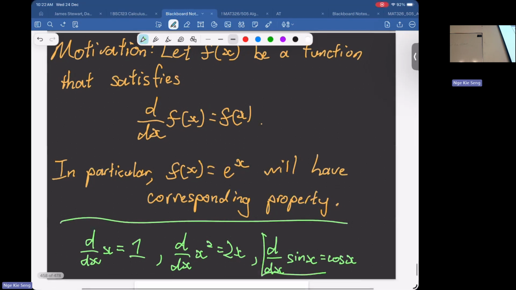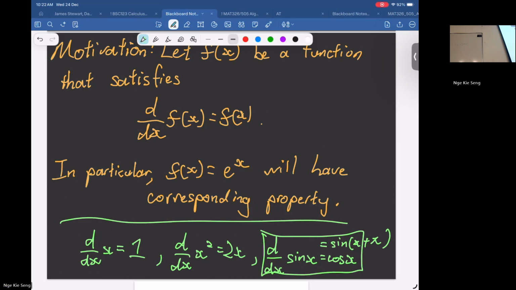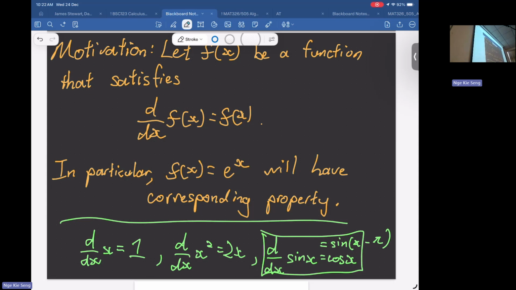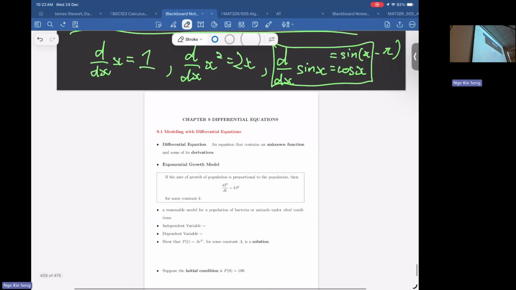But I claim that this also comes from a differential equation. Why? Because we can write cosine x in terms of sine x: is it sine x plus pi or minus pi? I think minus pi. Yes. So you shift the phase and you get back a sine function. All right, let's look at some examples.